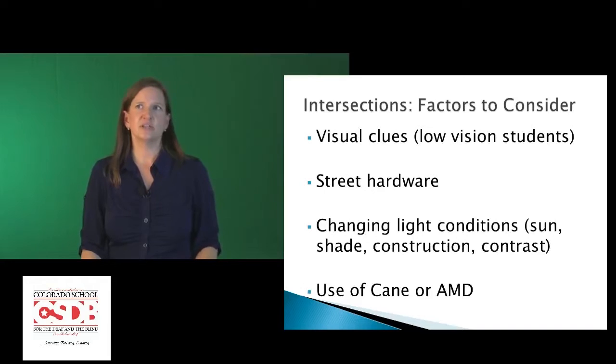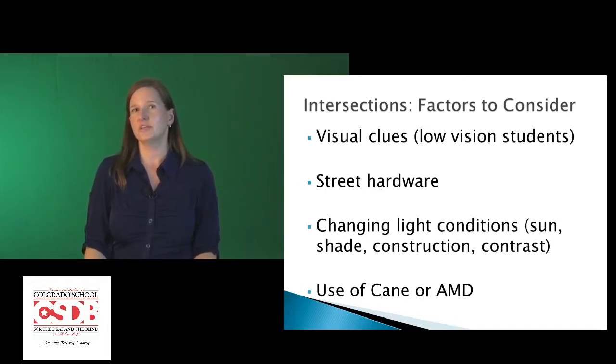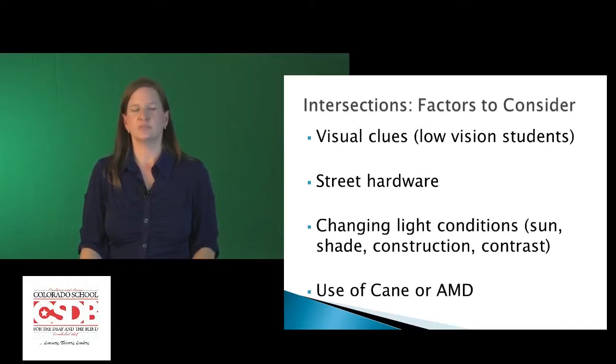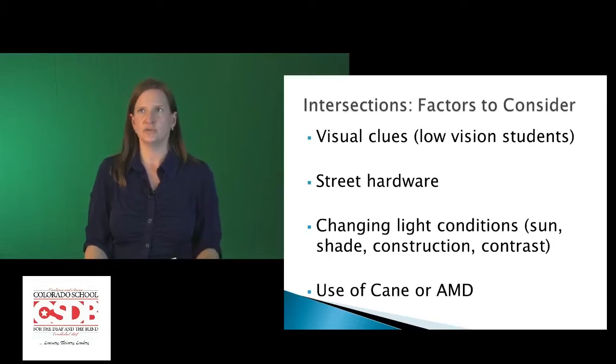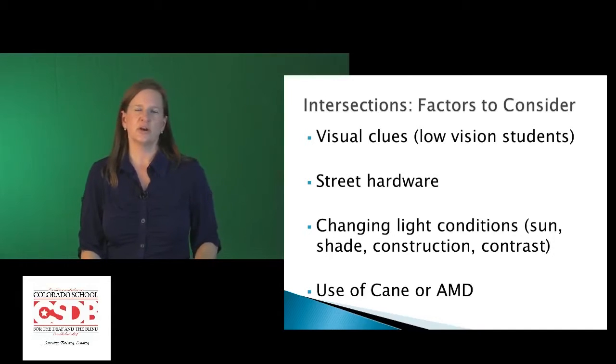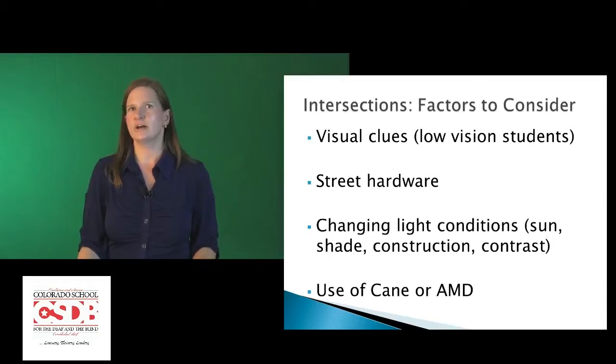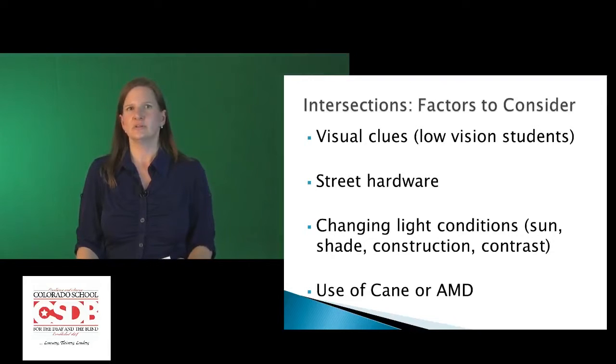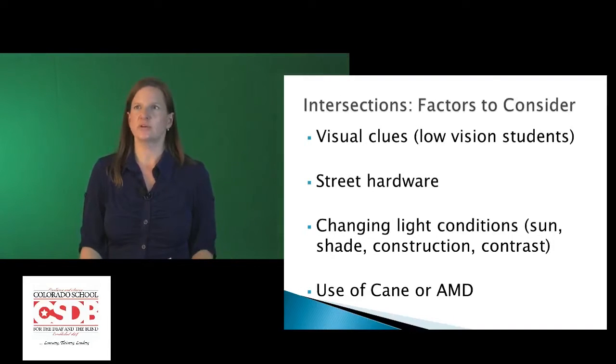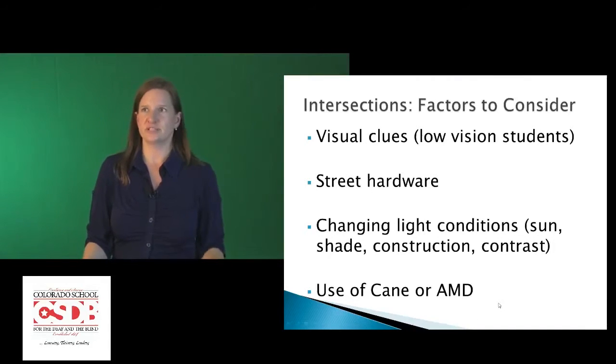For low vision students, talk about visual clues. That could be other signage, it could be other landmarks such as that we talked about, it could be olfactory landmarks, auditory landmarks, and street hardware. Street hardware would include fire hydrants, tree wells, benches, lamp posts. Numerous items are out there. So you can mention the street hardware as landmarks and as points of reference.